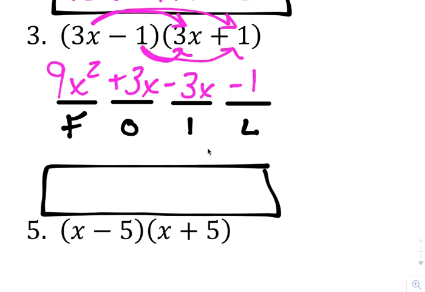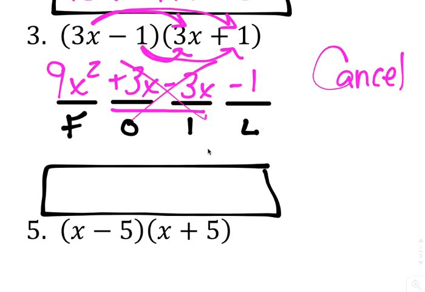Now this time, you're going to notice something special happen. My terms in the middle are going to cancel. Plus 3x and minus 3x. So if I write what's left over, I have 9x squared minus 1. That's what we called a difference of squares back then because our parenthesis pieces were the same. They just had opposite terms, so the middle pieces cancel out. Okay? Let's try number 4.